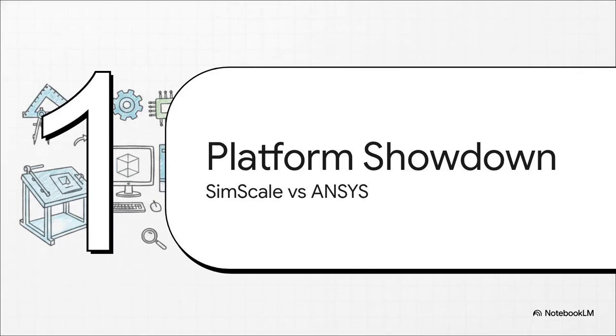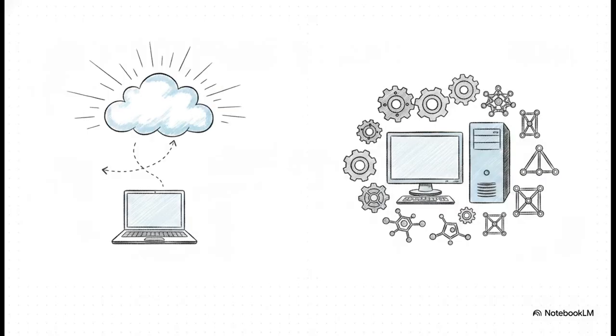Section 3, Platform Showdown, SimScale versus ANSYS. Zooming out to the macro software landscape, and based on data from RFP Wiki, we're seeing a massive shift happening right now. On one side of the ring, you have SimScale, which pushes a highly accessible cloud-native philosophy. It's browser-based software as a service designed specifically to remove the need for local high-performance computing hardware.